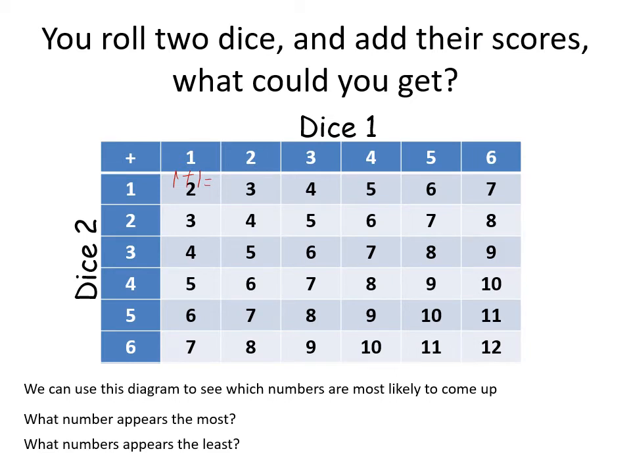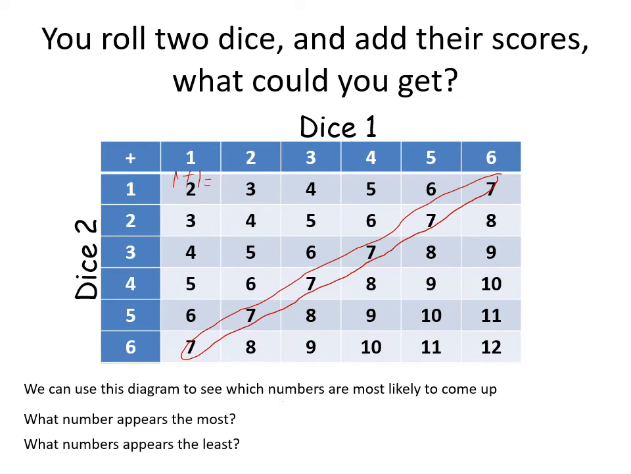Here the question is, which number appears the most? If we look here, 7 is the number which appears the most. How many times does 7 appear? 1, 2, 3, 4, 5 and 6 times.